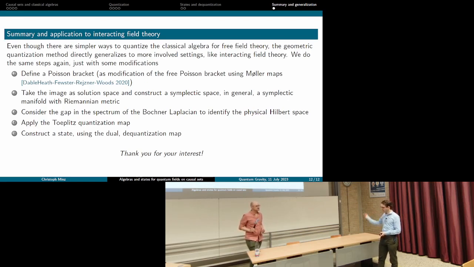But the idea actually is to do this for any symplectic manifold. Then you would have a Riemannian metric instead of the inner product, and you would still have a symplectic form on that. And these two ingredients, essentially, you can use to construct this. Yeah.